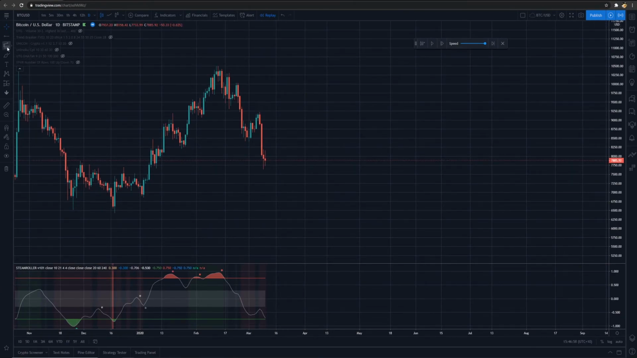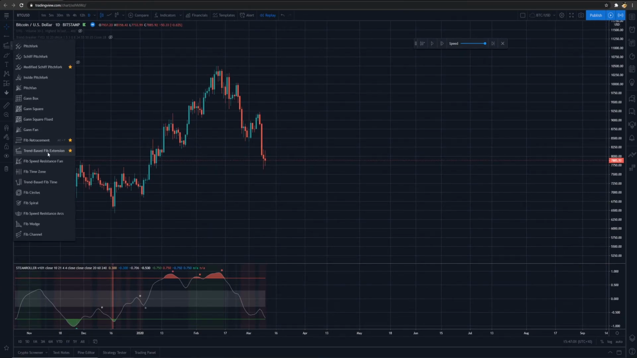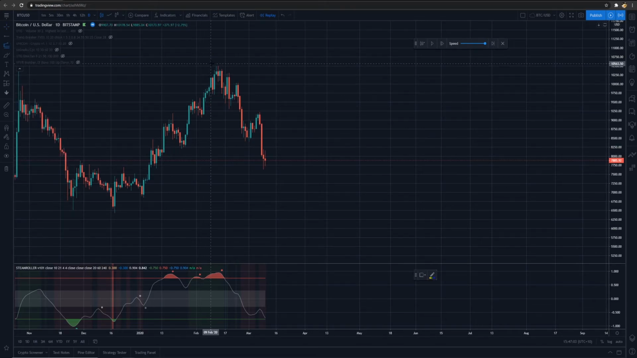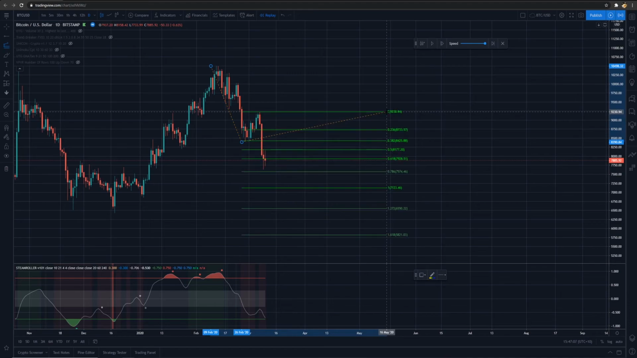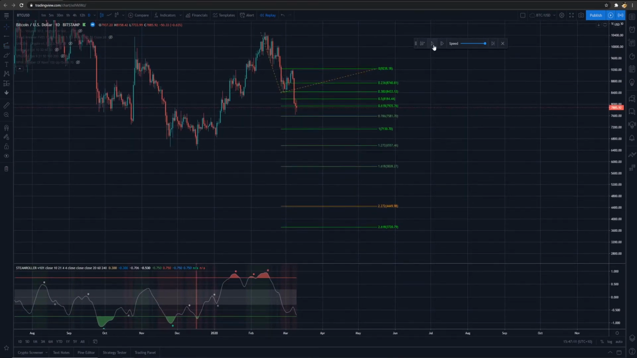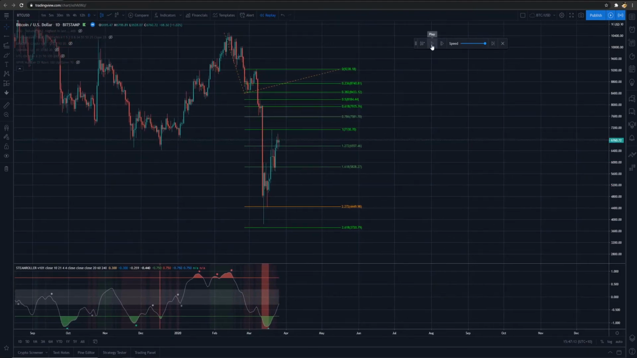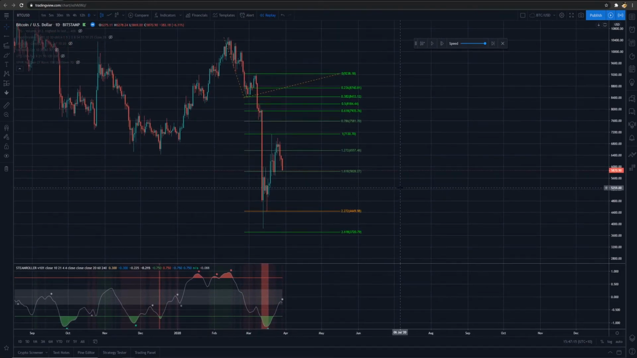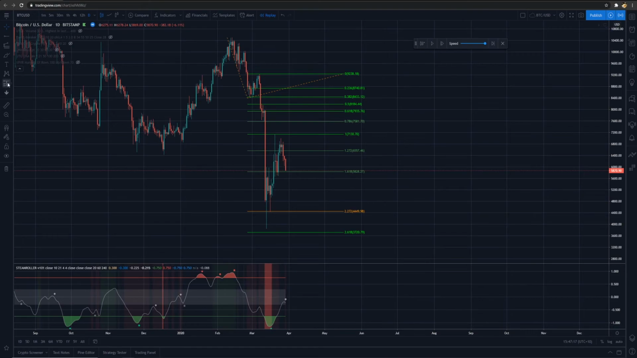So you can use your trend-based Fib extension tool: swing high, swing low, to the pullback. And if we play this chart just a little bit, only a fraction of the time that we need, we can really determine how nice this tool is.